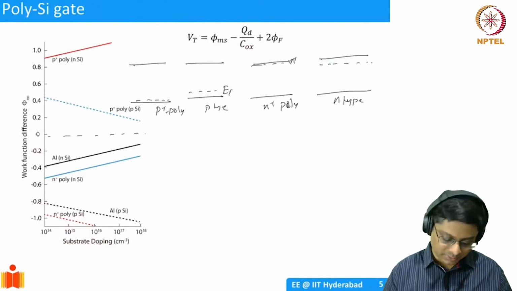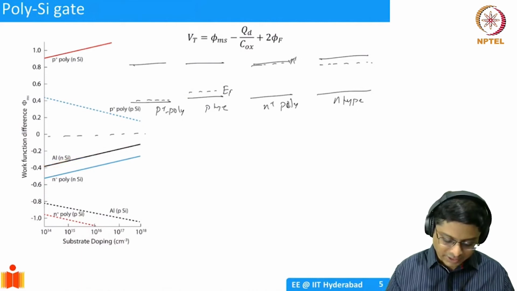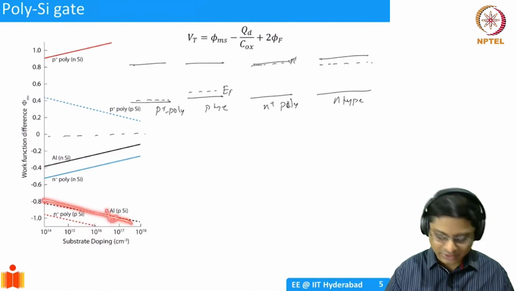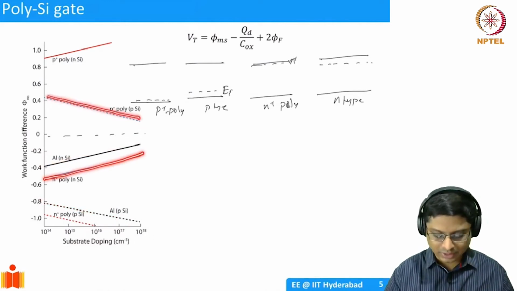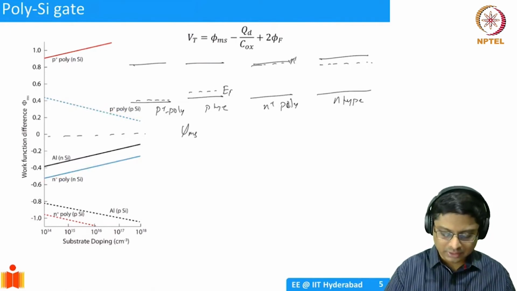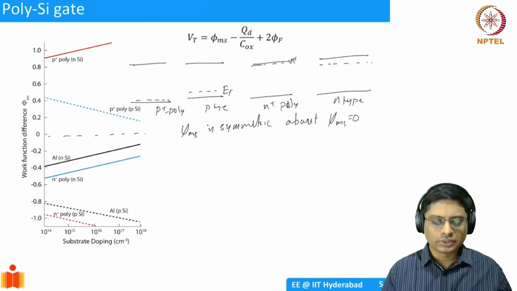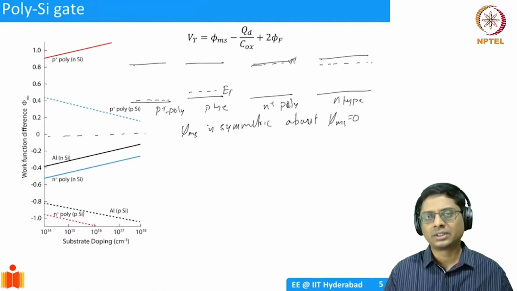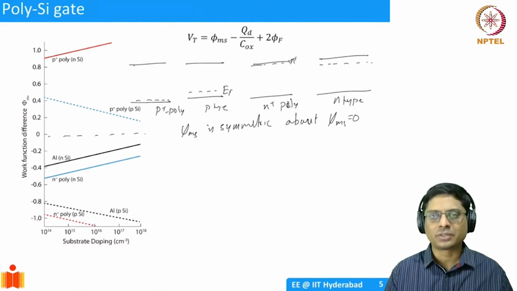This was not the case with aluminum, you remember? If I take my aluminum at this doping, when you increase it, its phi ms was increasing here, but for the p-type substrate it was decreasing. So it's actually having opposite trends. Whereas if you use polysilicon gates, they have symmetric trends. So I'll say that phi ms is symmetric about phi ms equal to 0. This was useful, and that's why slowly by the late 80s and early 90s, we started using polysilicon gates instead of metal gates.